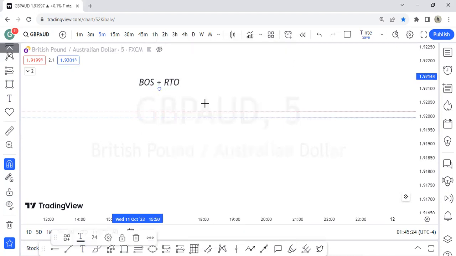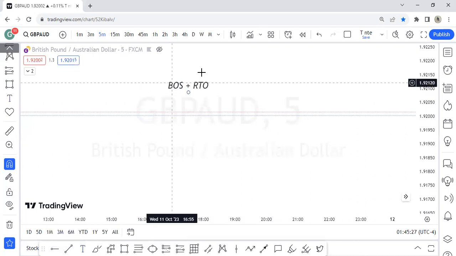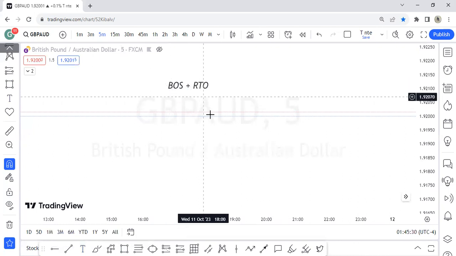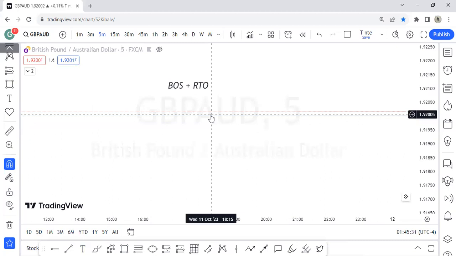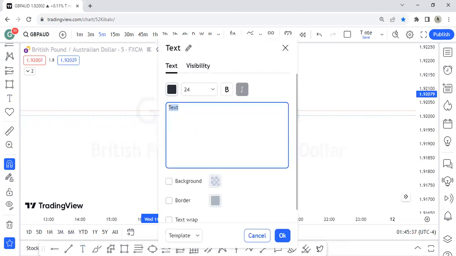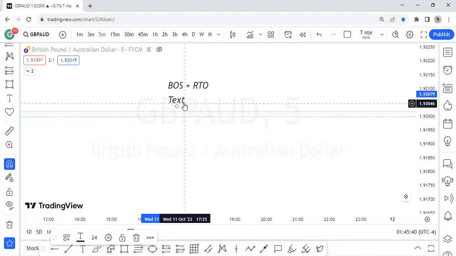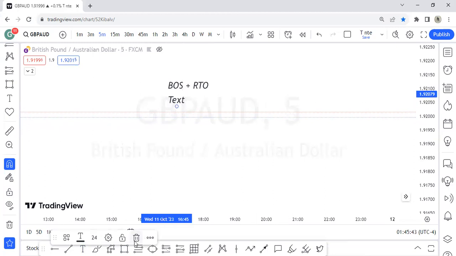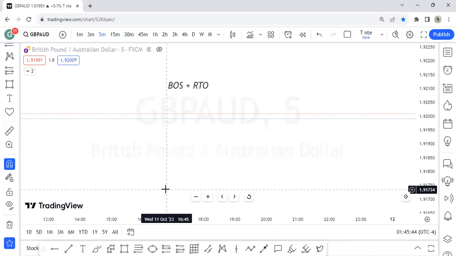What it means is break of structure plus return to other block. This is a very simple trading strategy. Just understand this. Now, for you to make use of this simple, even easy, trading strategy, the way to utilize it is as follows.